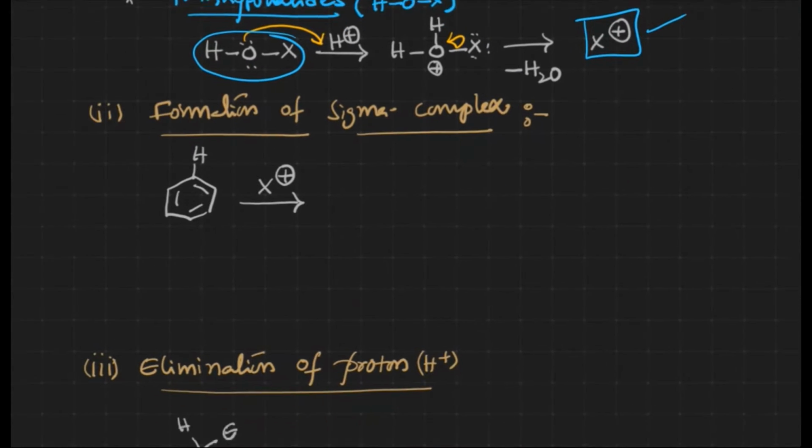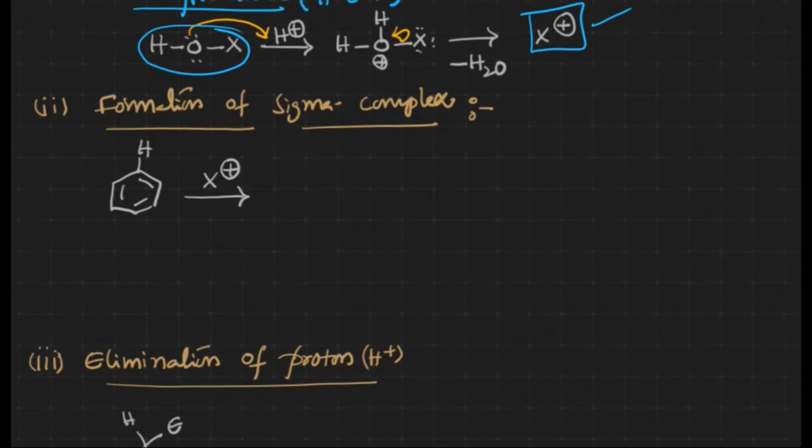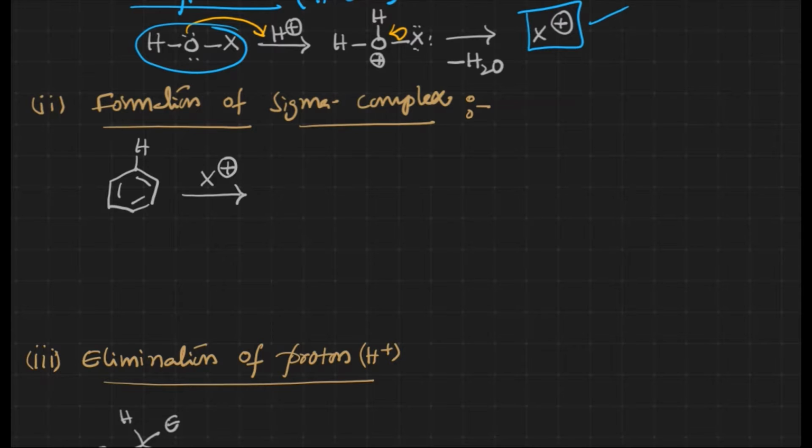Now let us see the second step. What is the second step? It is the formation of the sigma complex. Let us see how the reaction takes place in general. When the electrophile is attacked by the ring, we get a structure of this kind, with a positive charge, the electrophile, and hydrogen. Here we have pi bonds and the carbocation is in conjugation.